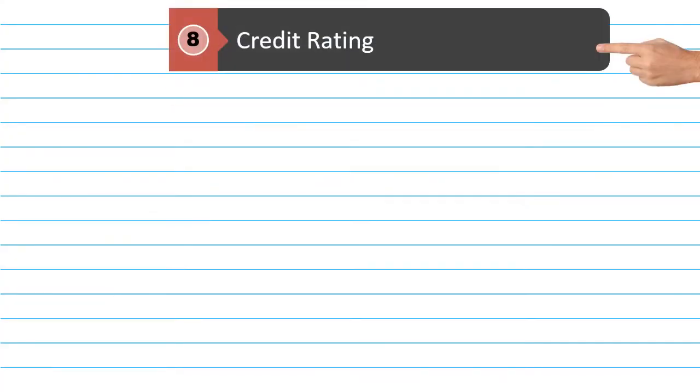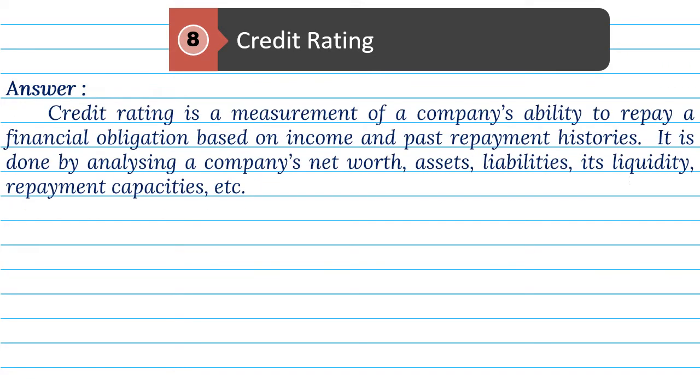8. Credit rating. Answer. Credit rating is a measurement of a company's ability to repay a financial obligation based on income and past repayment histories. It is done by analyzing a company's net worth, assets, liabilities, its liquidity, repayment capacities, etc.